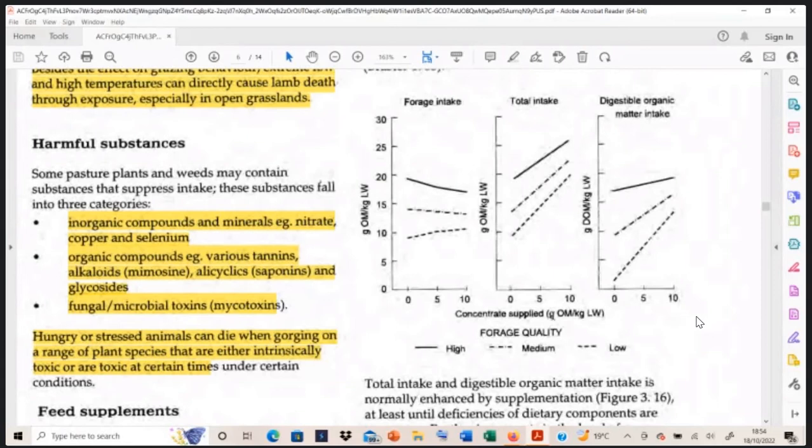Then for these poor quality feedstuffs, the digestible organic matter intake would also be enhanced through the addition of concentrate. Otherwise, truly speaking, for high quality forages, if you offer concentrate in more than the needed amount, then animals tend to have poor forage intake.